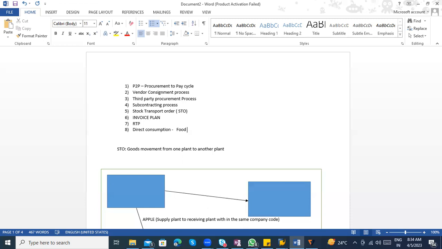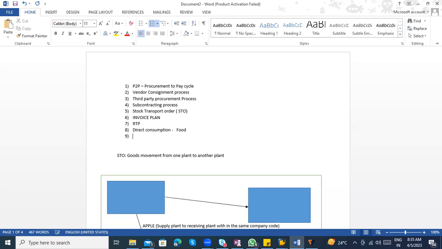In this direct consumption, we will not receive into my location. So there is no need to receive at the location level. Directly we will be receiving at cost center level. Cost center is nothing but like a department. Clear? Good. Now, service procurement.